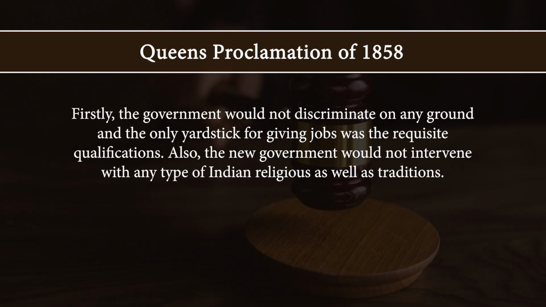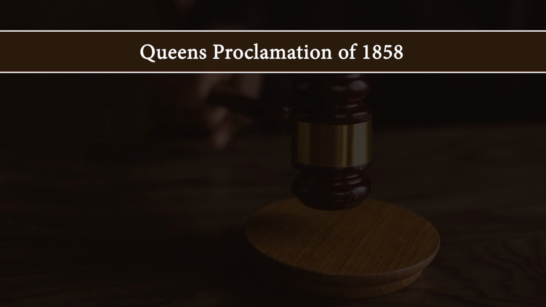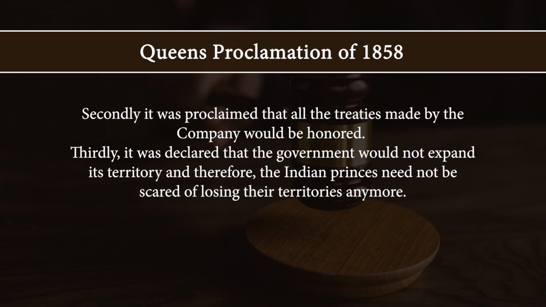Some of the key points of the declaration were: number 1, the government would not discriminate on any ground, and the only yardstick for giving jobs was the requisite qualifications. Also, the new government would not interfere with any type of Indian religion as well as traditions. Second point of the proclamation: it was proclaimed that all the treaties made by the company would be honored now. Third point: it was declared that the government would not expand its territory, and therefore the Indian princes need not be scared of losing their territories anymore.